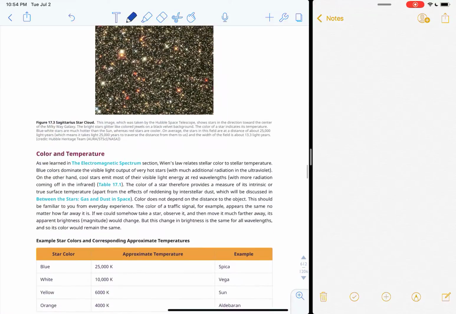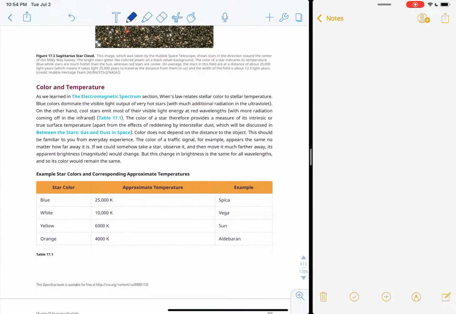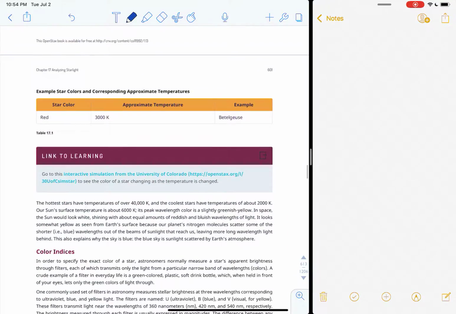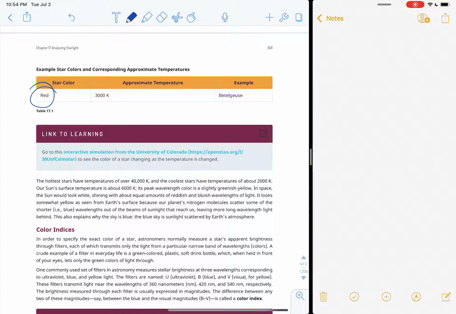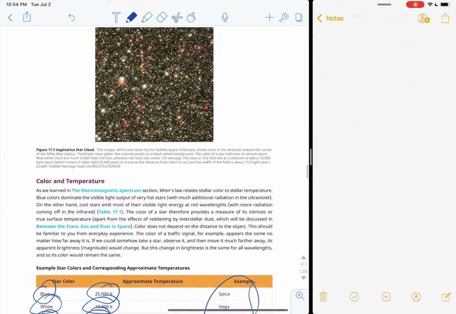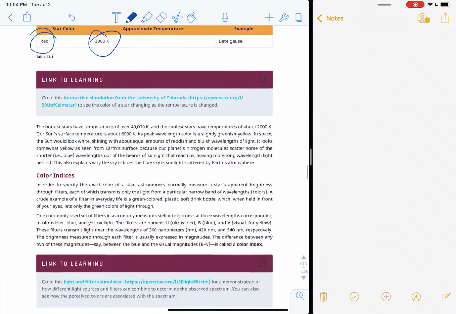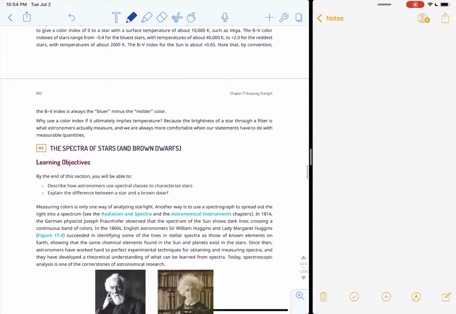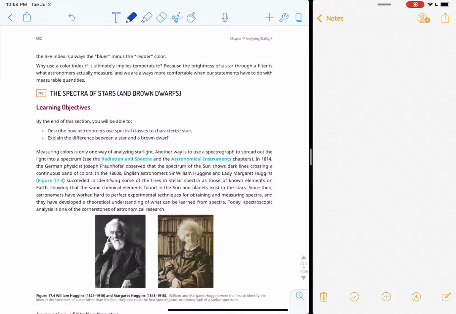Turns out that the color of the star is related to the temperature. So a blue star might be 25,000 Kelvin, a white star is going to be 10,000 Kelvin, a yellow star like the sun is going to be about 6,000 Kelvin, an orange star is about 4,000 Kelvin. So here's some examples of some stars. Betelgeuse, a red giant, very red star in the top left of the Orion constellation, 3,000 Kelvin, very low temperature star.